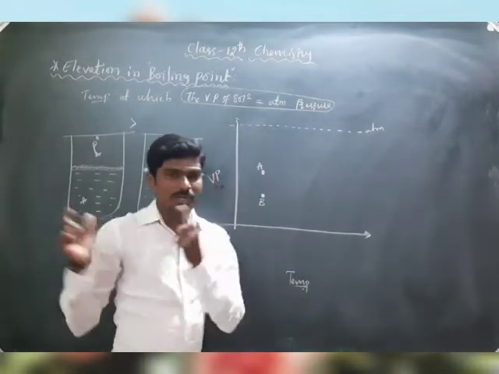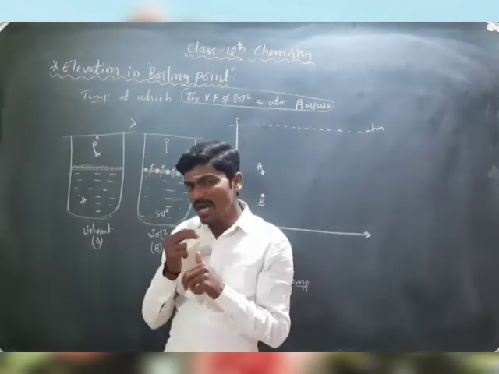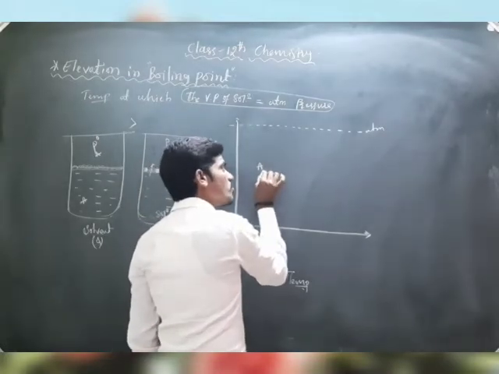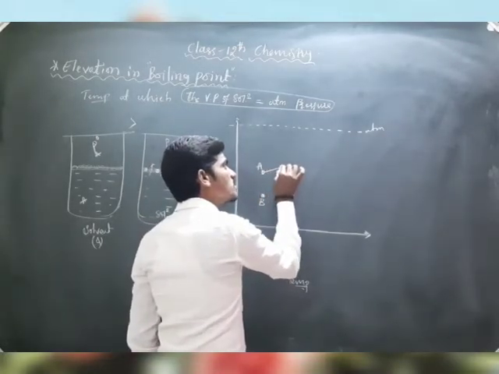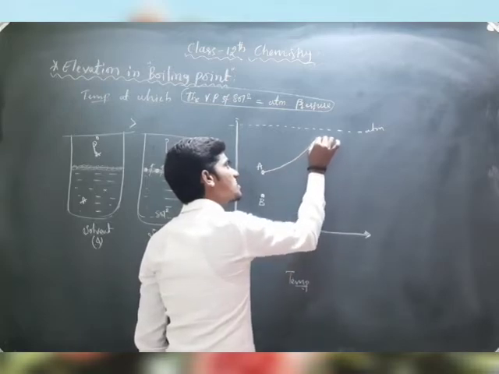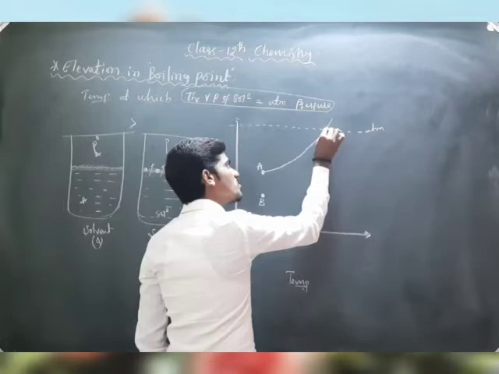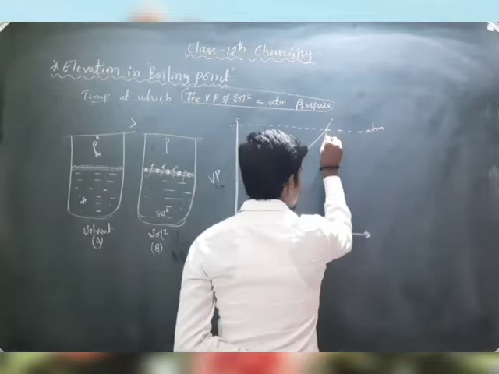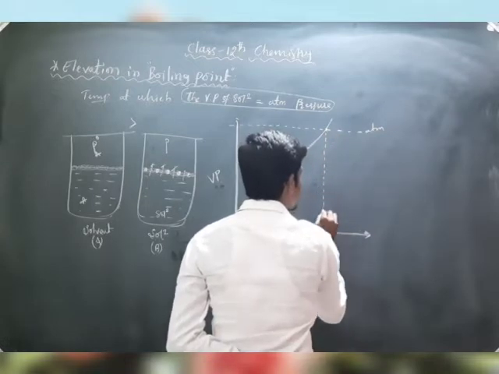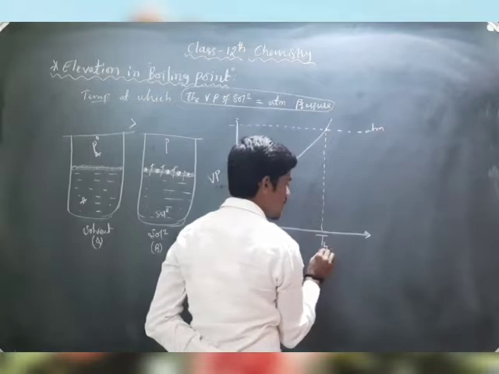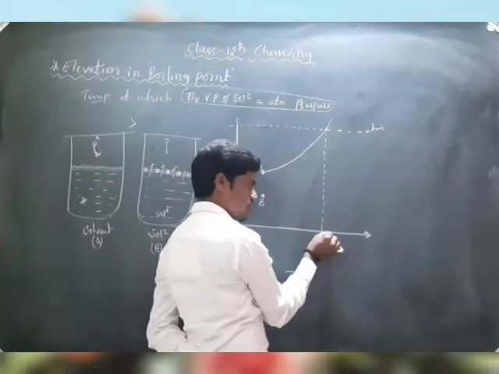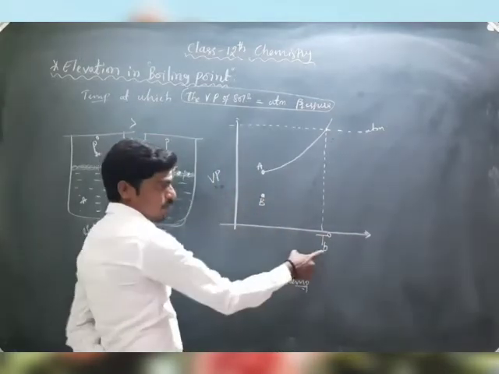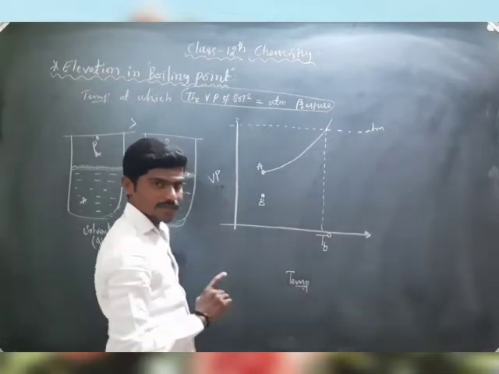Now when both the solvent and the solution are heated, I am increasing the temperature. What happens when temperature is increased? The vapor pressure gradually increases, and at a particular temperature it reaches the atmospheric pressure. The temperature corresponding to this point is called the boiling point, T_B, and this is for the solvent, so I am representing it as T_B naught, the boiling temperature of the solvent.